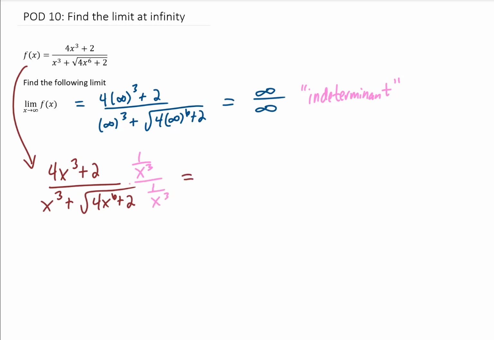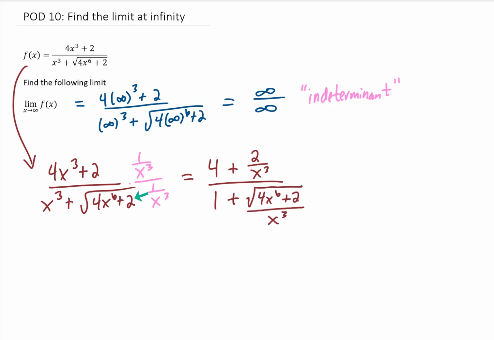If we distribute that 1 over x cubed to the numerator, for the first term we're just going to be left with a 4 because our x cubed and our 1 over x cubed cancel. For our second term we're going to be left with a 2 over x cubed. That's what our numerator turns into when we do that multiplication. For the denominator, this x cubed times this 1 over x cubed just leaves us with a 1. We still have this plus here.